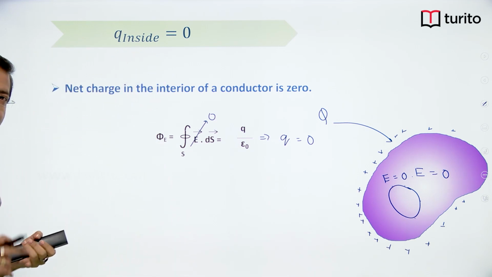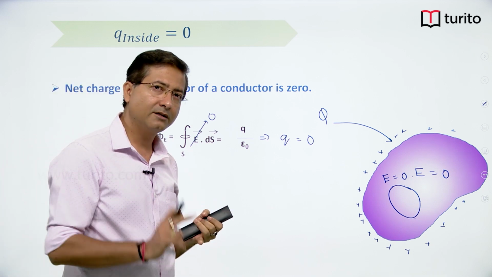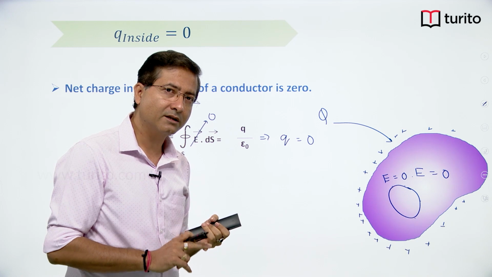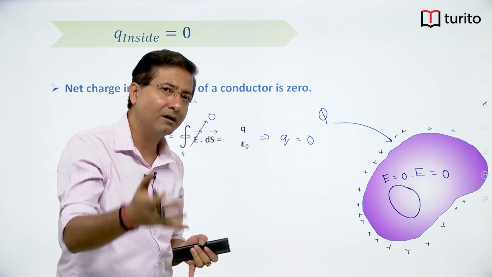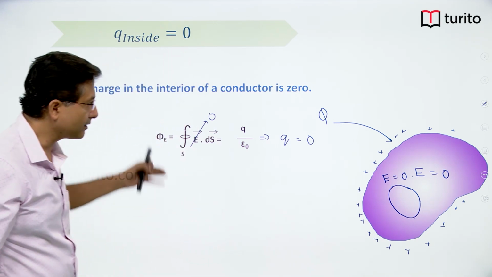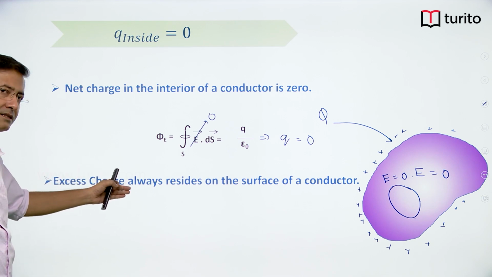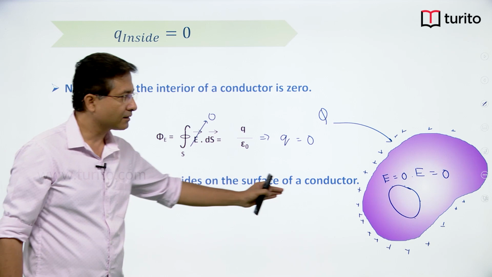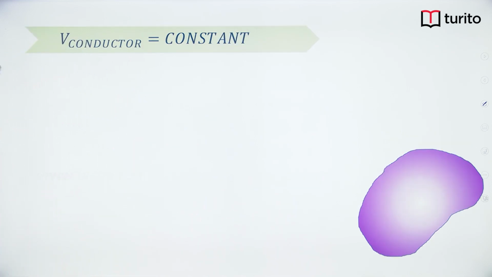So, first point, field inside the conductor at every point is 0. Second point, there should not be any excess charge inside the conductor. Whatever you give, immediately that will appear on the surface of the conductor. So, excess charge always resides on the surface of the conductor. This is the second point. Now, let us see the next one.